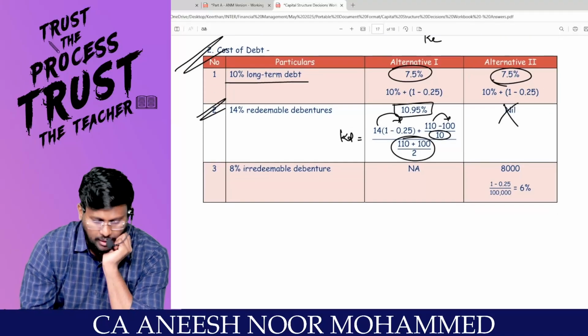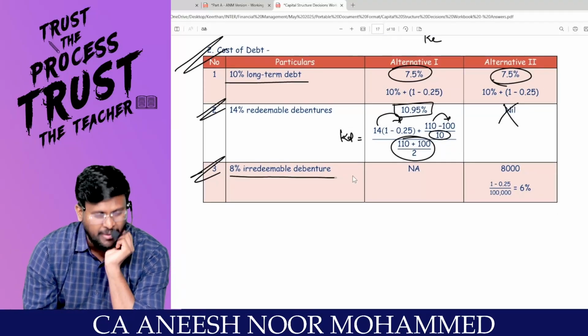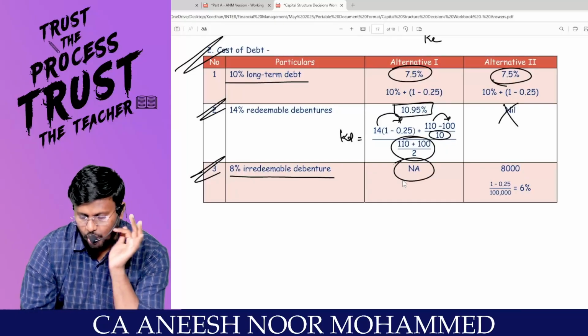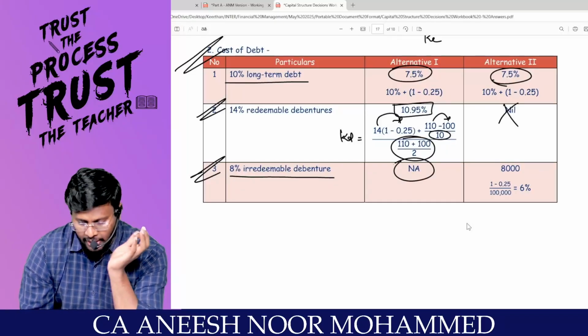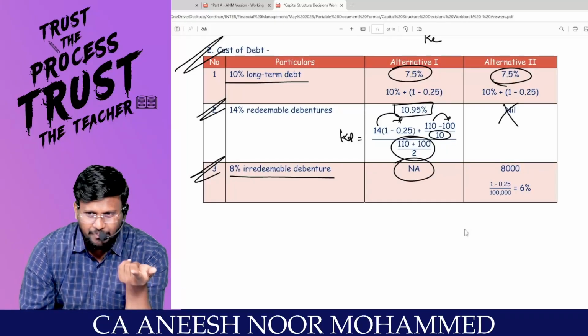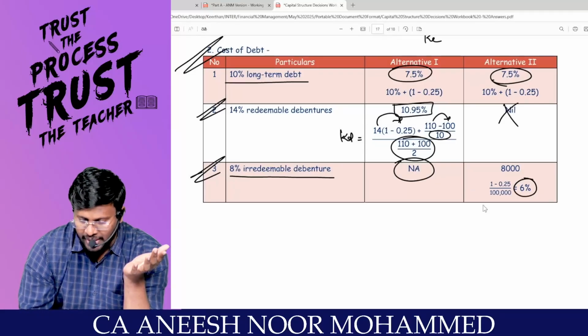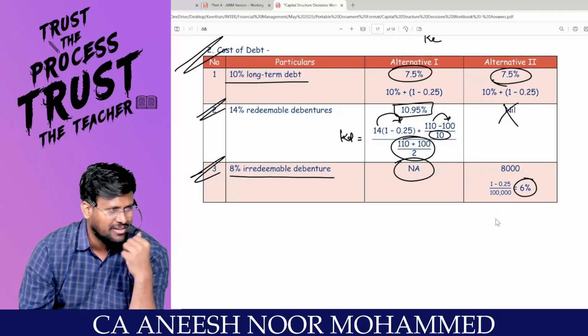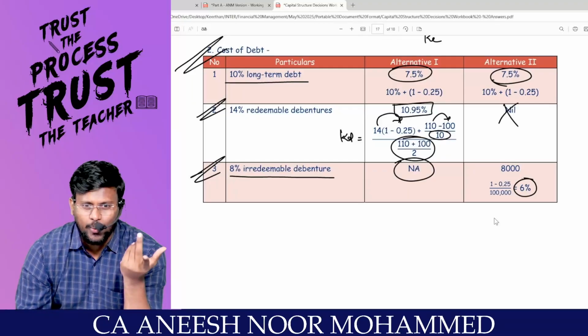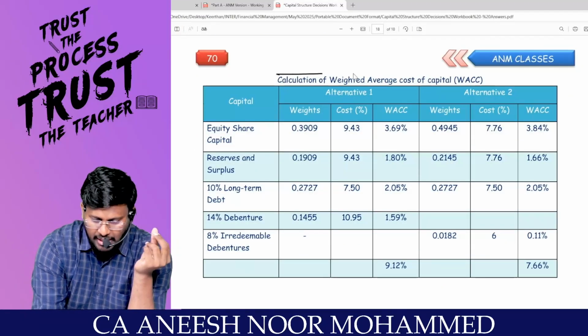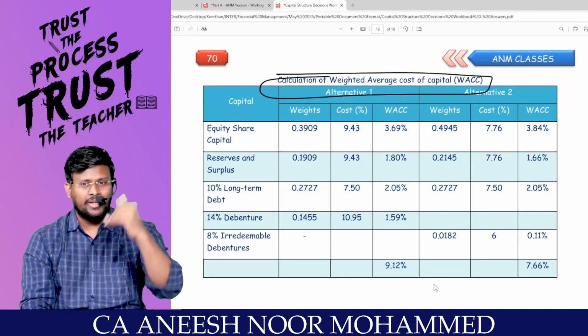This option I don't want. 8% irredeemable debenture. First option not there. 8 into 25% tax rate will be there, so 8 into 1 minus T, that is, I into 1 minus T. Now everything is ready. Now, sir, whether I can calculate the WACC?